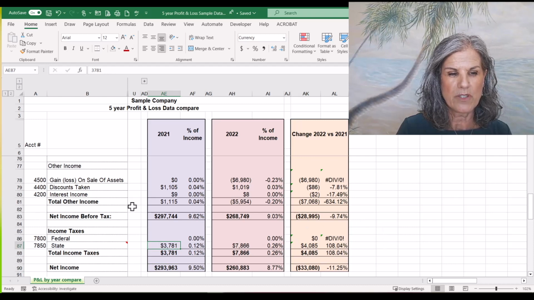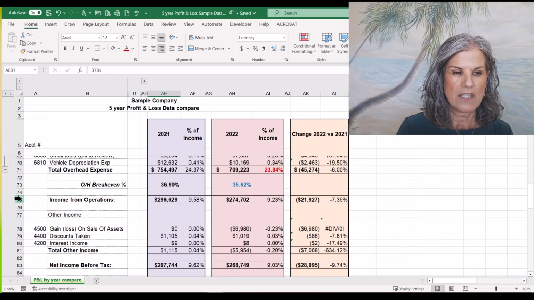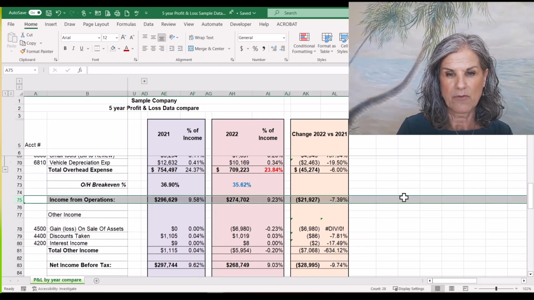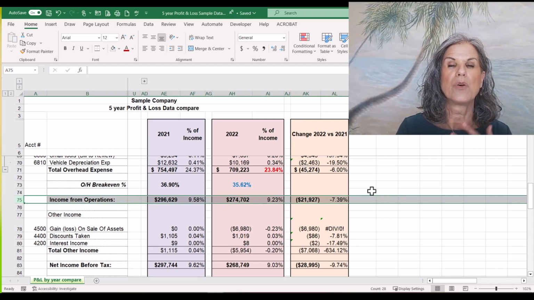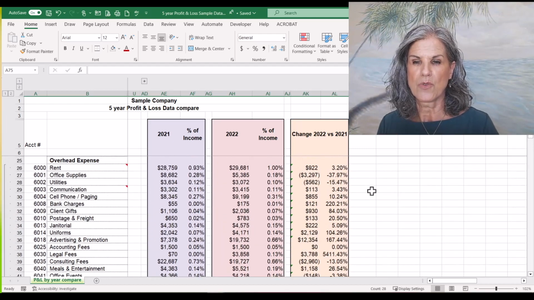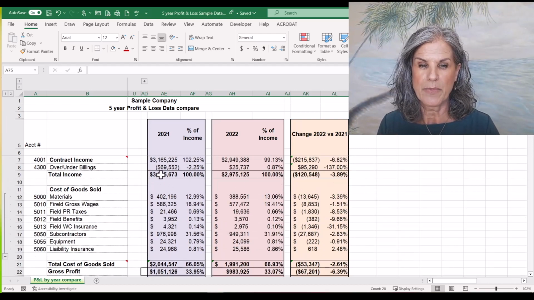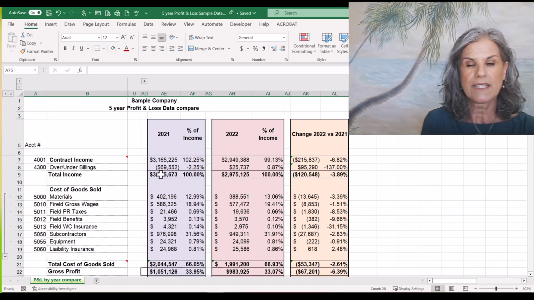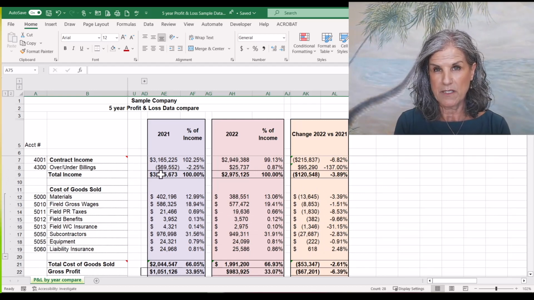But the number we're really going to pay attention to is this number right here, net income from operations. That's where you have the most control over the profitability of your business. But before we get there, let's just scroll back to the top and let's talk about your income. So income tends to be a number where everybody has a goal, right?